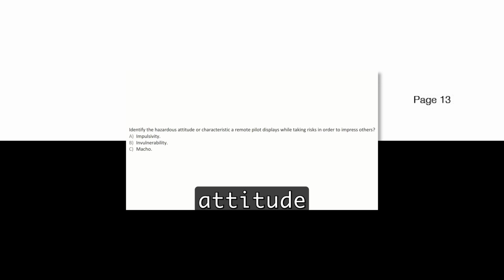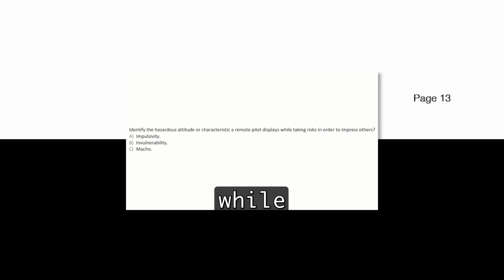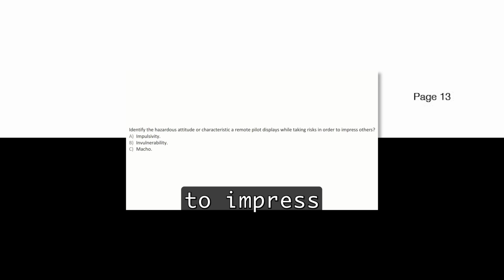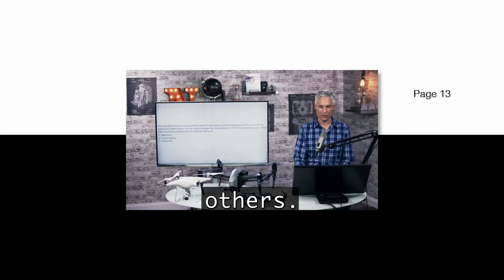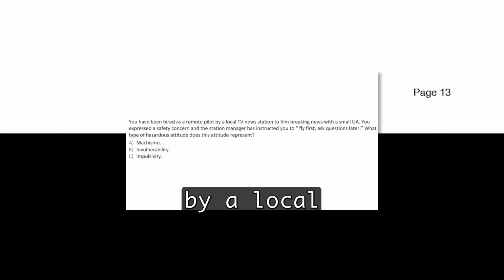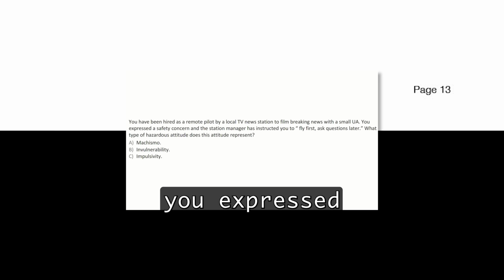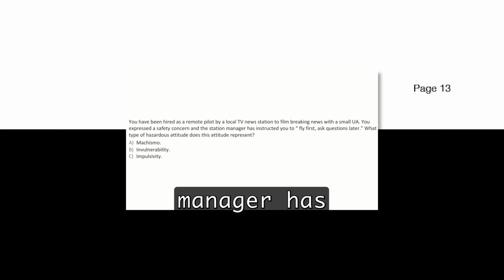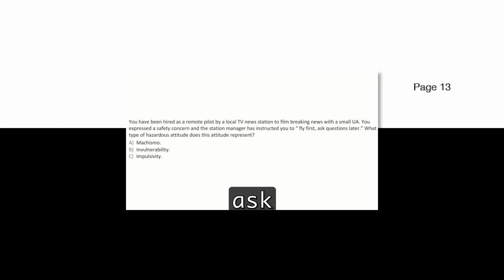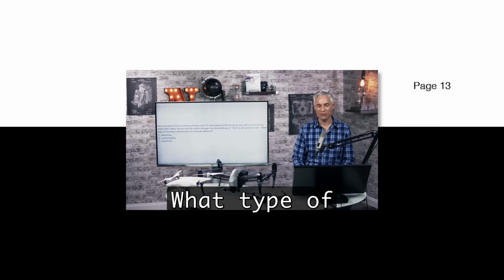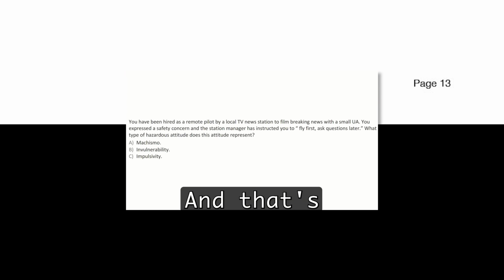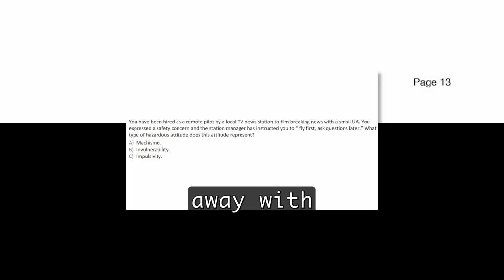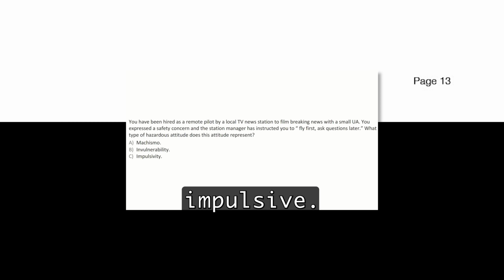Identify the hazardous attitude or characteristic a remote pilot displays while taking risks in order to impress others. Macho. Macho people take risks to impress others. You've been hired as a remote pilot by a local TV news station to film breaking news with your drone. You expressed a safety concern and the station manager has instructed you to fly first, ask questions later. What type of hazardous attitude does this represent? And that's impulsivity, because he's doing away with planning. He's being impulsive.